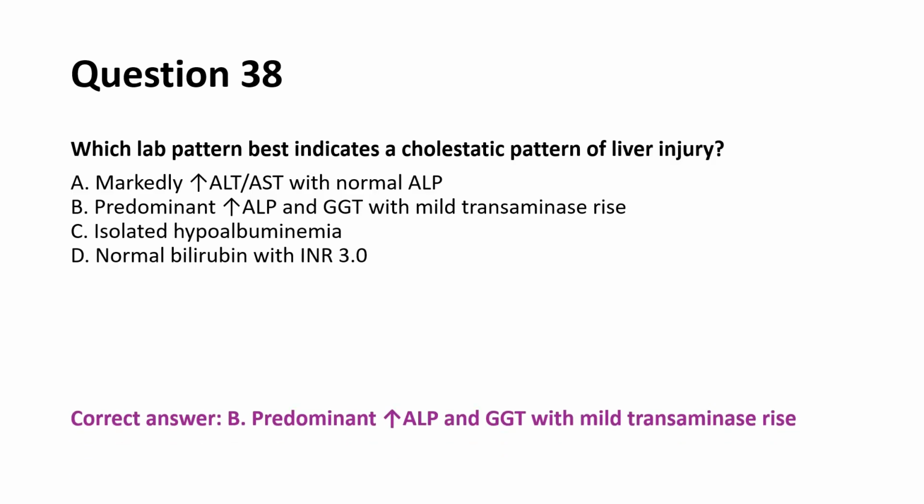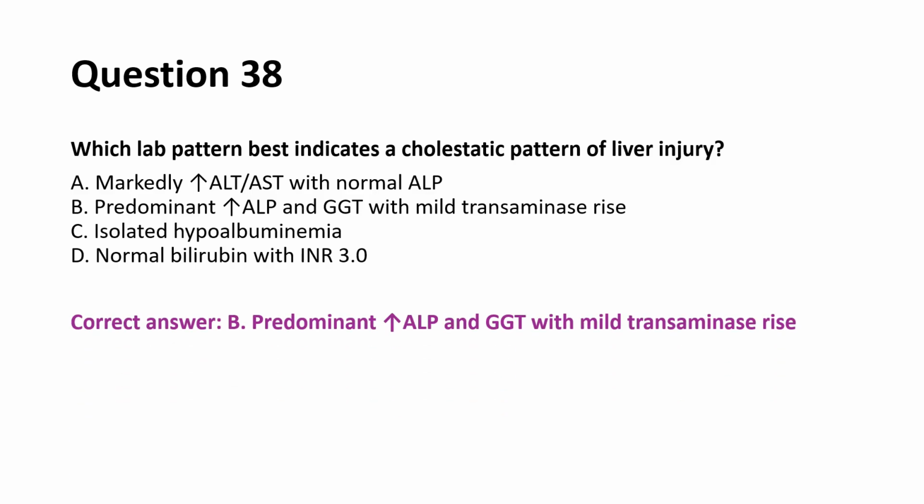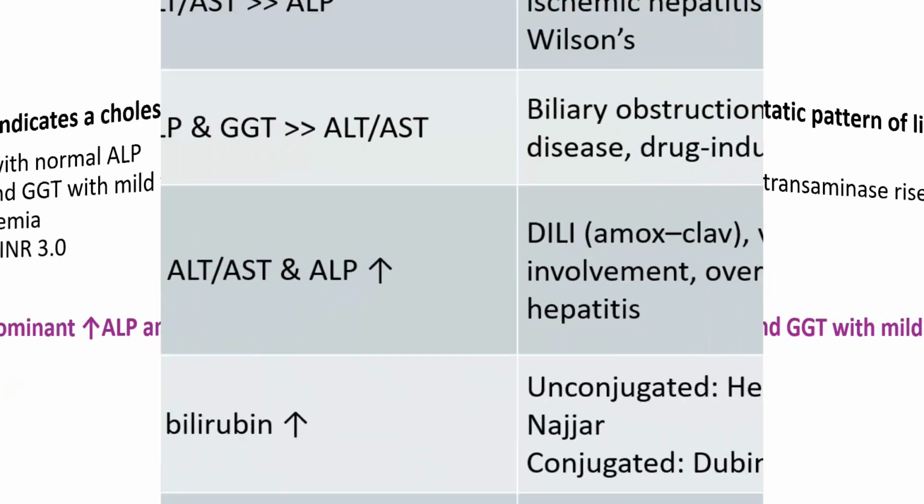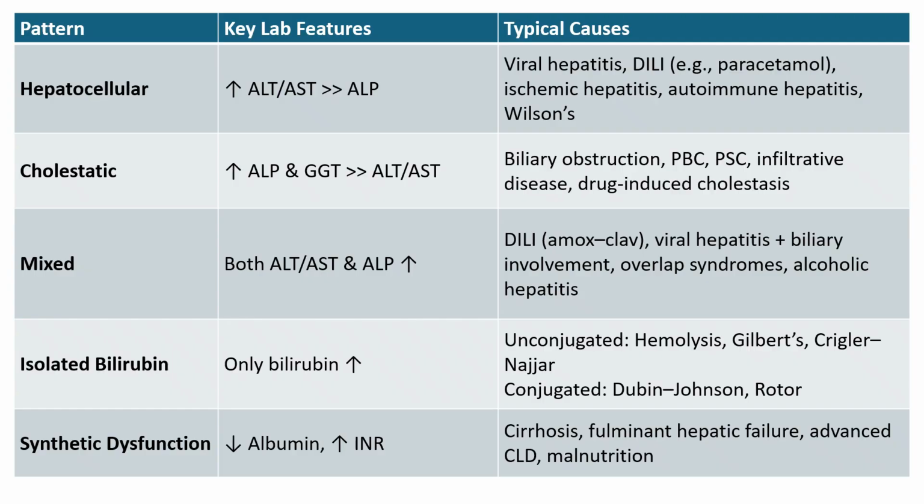The correct option is B, predominant increase in ALP and gamma GT with mild transaminase rise. This table shows the different patterns of liver injury. Hepatocellular injury, elevation of alanine and aspartate transaminase. Cholestatic liver injury, increase in ALP and gamma glutamyl transferase, as we can have in biliary obstructions.